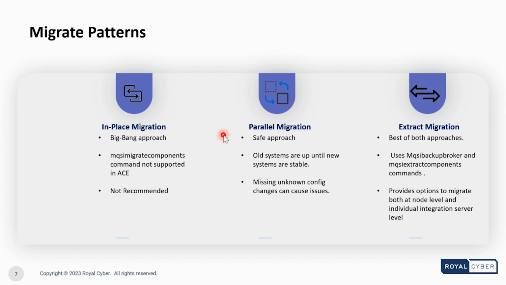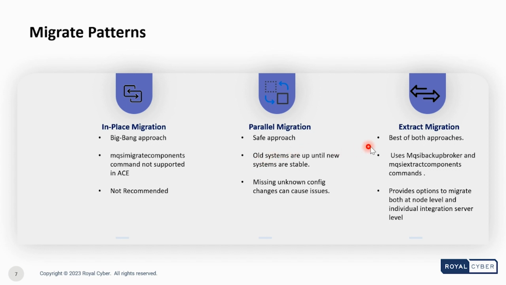The second pattern we have seen is parallel migration. This is a staged safe approach that ensures your older IIB servers are running until the new ACE servers are stable and fully functional. In this approach, you should manually configure the new server and ensure all changes made to the old servers are replicated correctly in the newer version. Missing out unknown changes can lead to unstable behavior of the deployed apps.